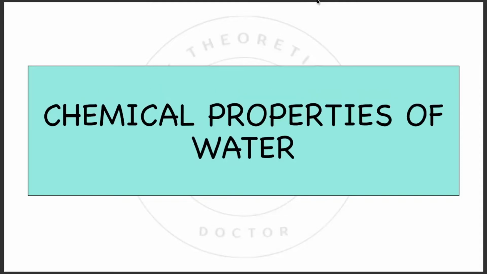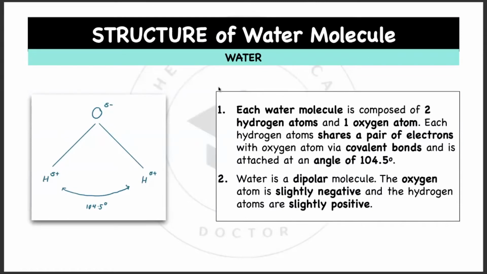So let's start off with the chemical properties of water. Here's the structure of the water molecule. As you can see here, there is one oxygen atom and two hydrogen atoms. They are arranged at an angle of 104.5 degrees. Take note that the hydrogen atoms are linked to the oxygen atom through covalent bonds.